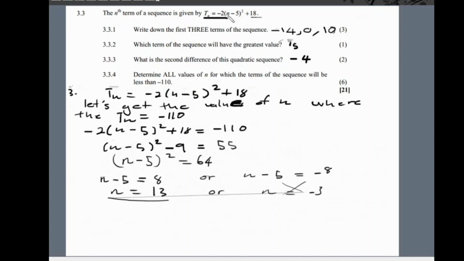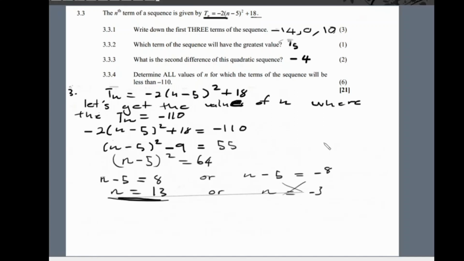If you go back to the formula for Tn and substitute n equals 13, minus 2 times 13 minus 5 all squared plus 18, that's equal to minus 110. But we want the values of n where the function is less than minus 110, not where it's equal to. So we know it equals minus 110 when n is equal to 13.